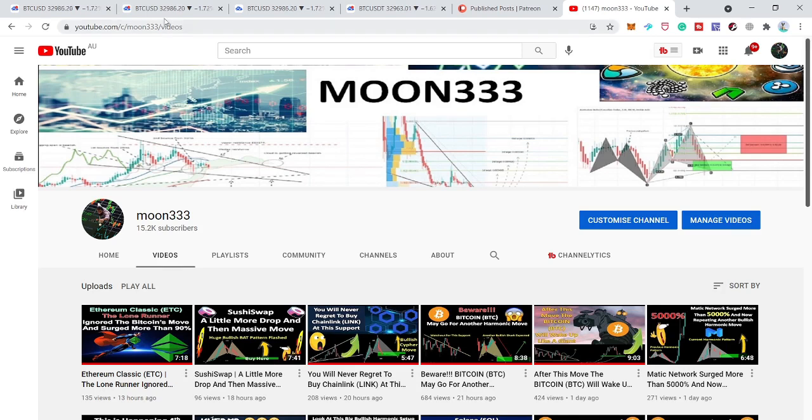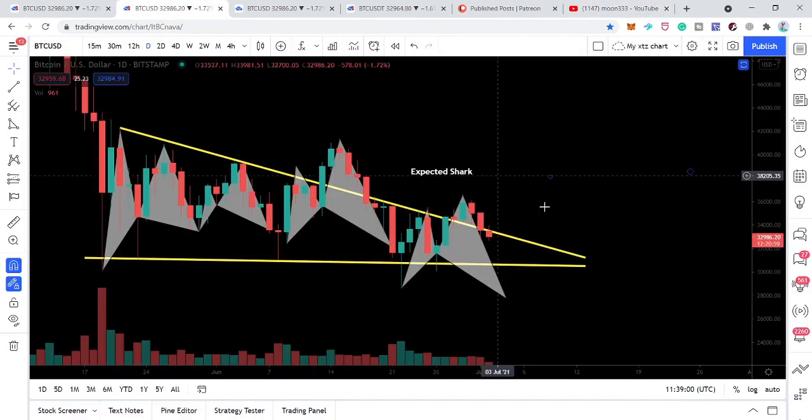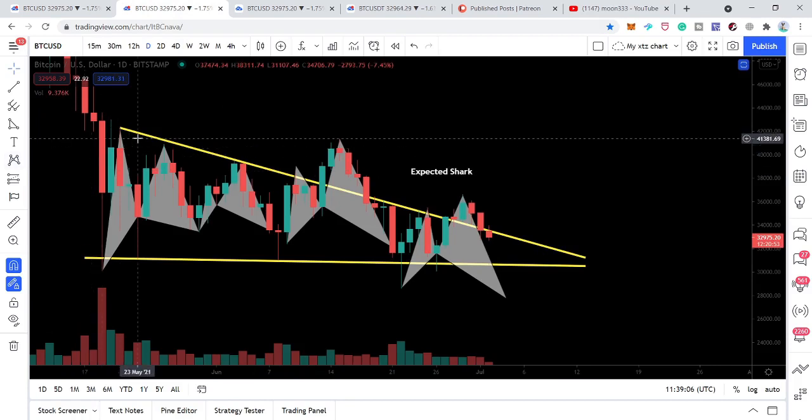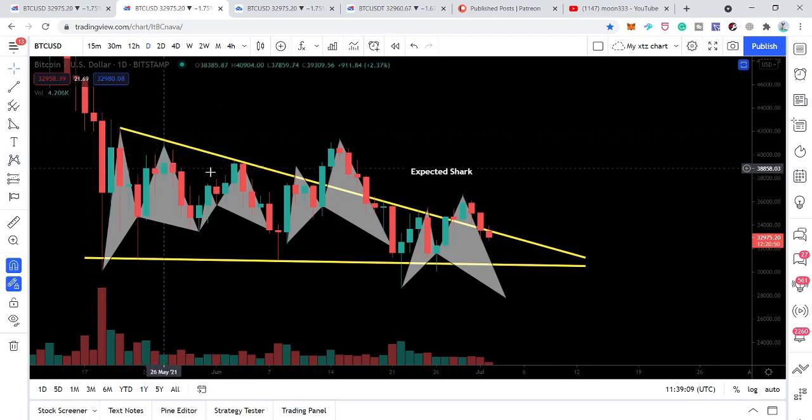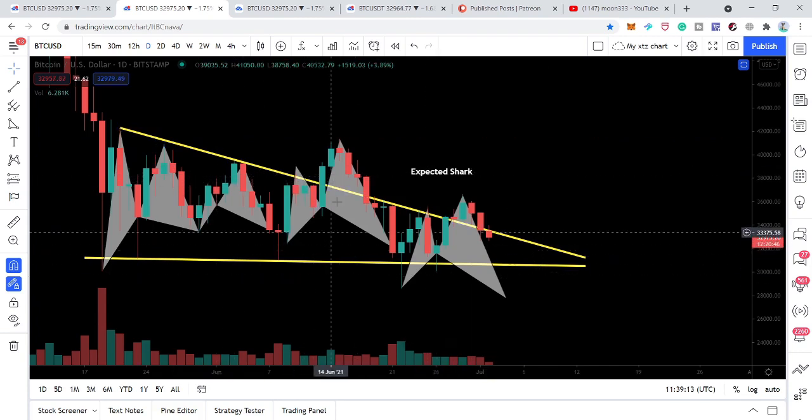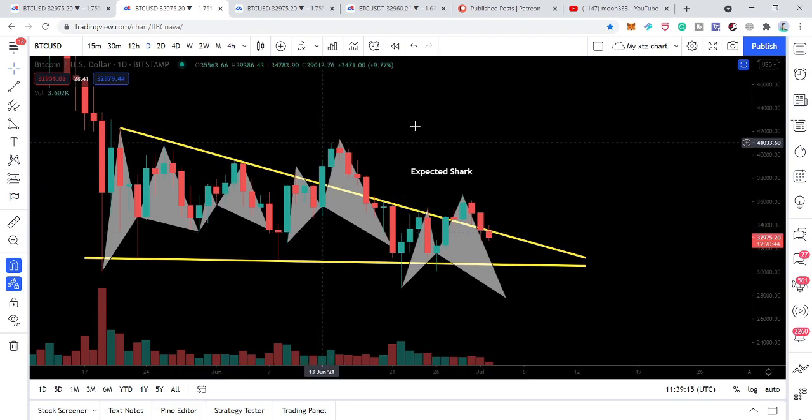The price line of BTC is following the different Fibonacci sequences, and I have been sharing all these Fibonacci sequence-based patterns with you. First, the BTC formed the Gartley, then Cipher, then another Shark, and now we are expecting another shark formation.